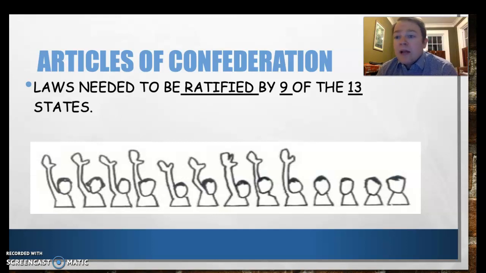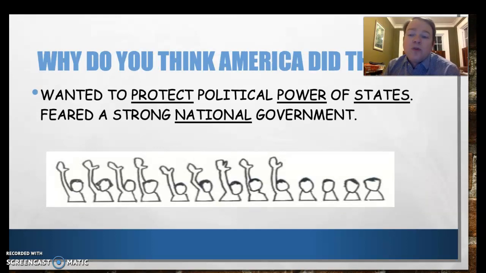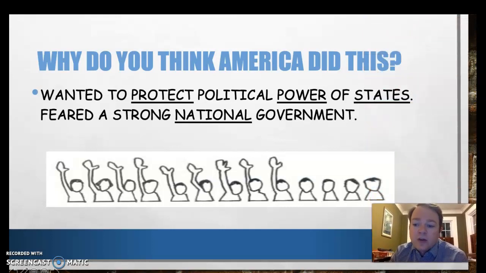So when we make a law under the Articles of Confederation, people wanted to make sure that it was something popular amongst the states. So why would they do this? Again, they wanted to protect the political power of the states, and they feared a strong national government. They wanted to make it difficult for the national government to make laws.